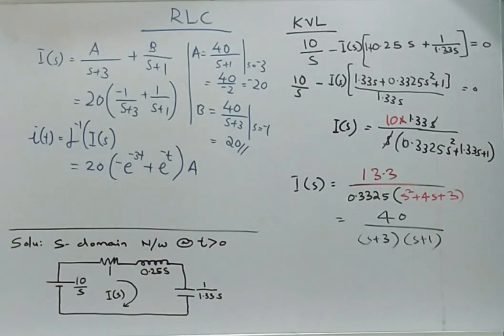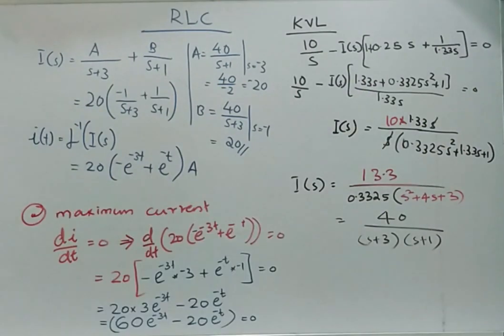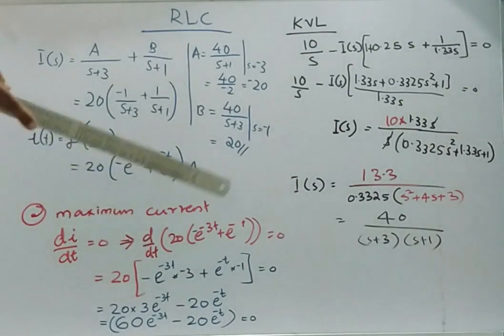At any maxima or minima condition, the derivative with respect to the variable is equal to 0. So in order to find the maximum condition, we find the derivative of i with respect to time and set it equal to 0. From that, we obtain the time at which the maximum occurs. Then we substitute that time in this expression of i(t) to obtain the maximum current. That is, at maximum current, di by dt is equal to 0.